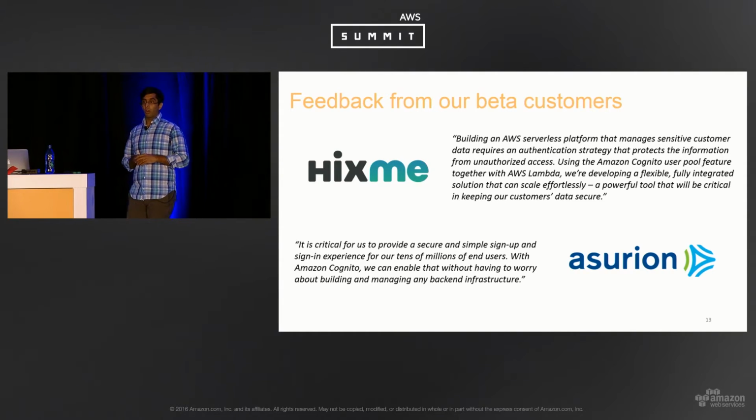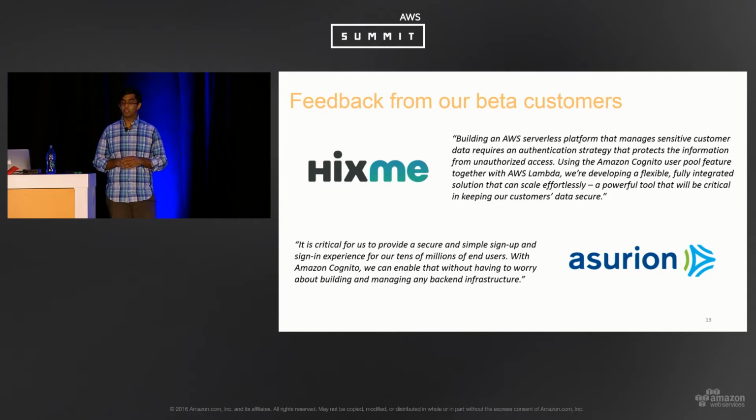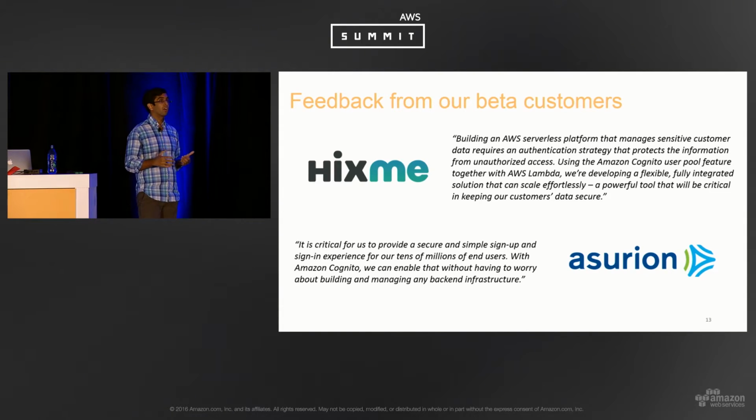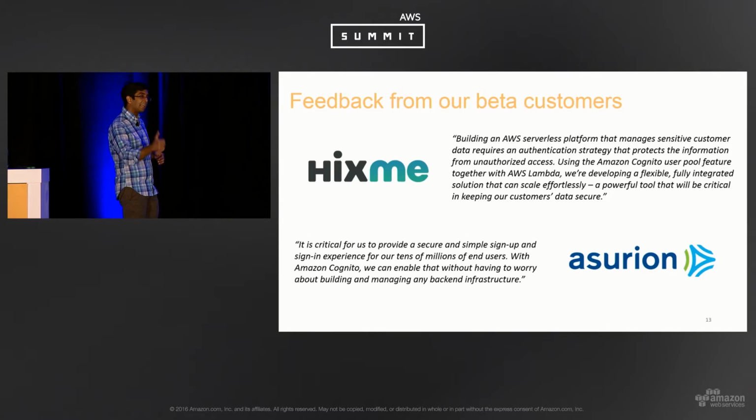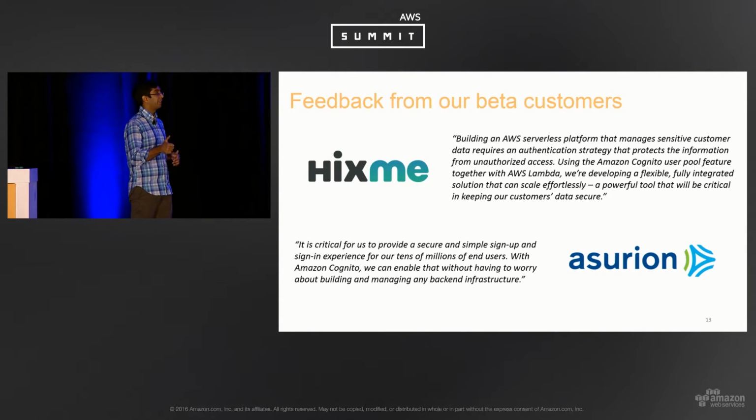The second customer I want to call out is Asurion, which is a global insurer of high-value electronics. Essentially, they serve as the white label insurance provider under many mobile network operators to provide insurance for your phone. So they're a very large business. They have a very large number of users. And they were looking for an authentication solution that was highly scalable. And that's why they came to Cognito.